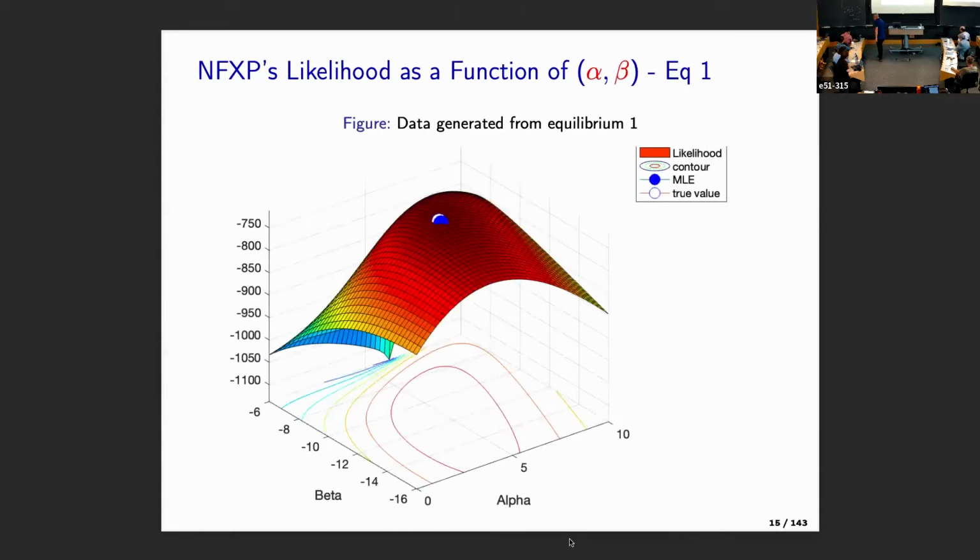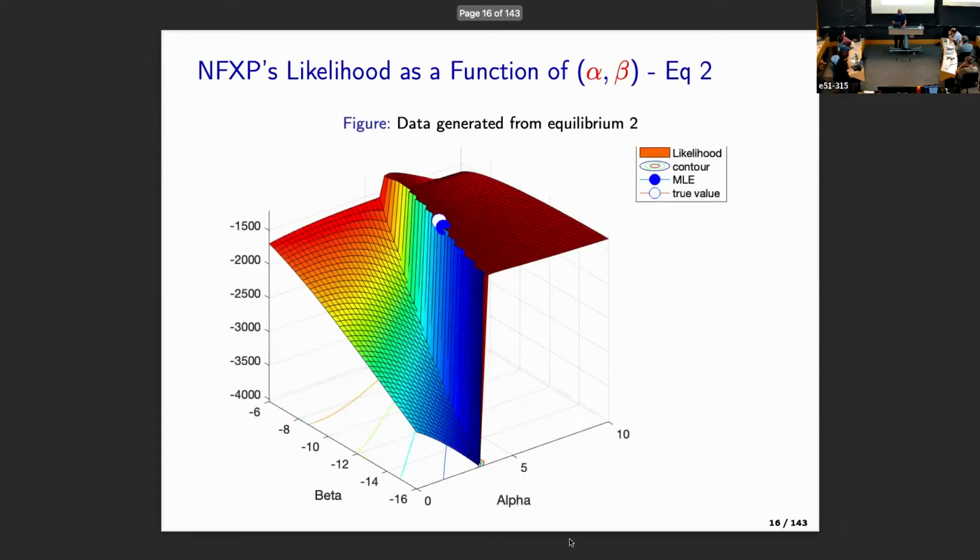Looks like this. And this is the likelihood function when data is generated from equilibrium number 1. Nice and smooth. You've got alpha, you've got beta, and it looks like if you find the top of that function, it is pretty close to the true value. You can use a standard gradient-based solver to find that maximum. Well, look at this.